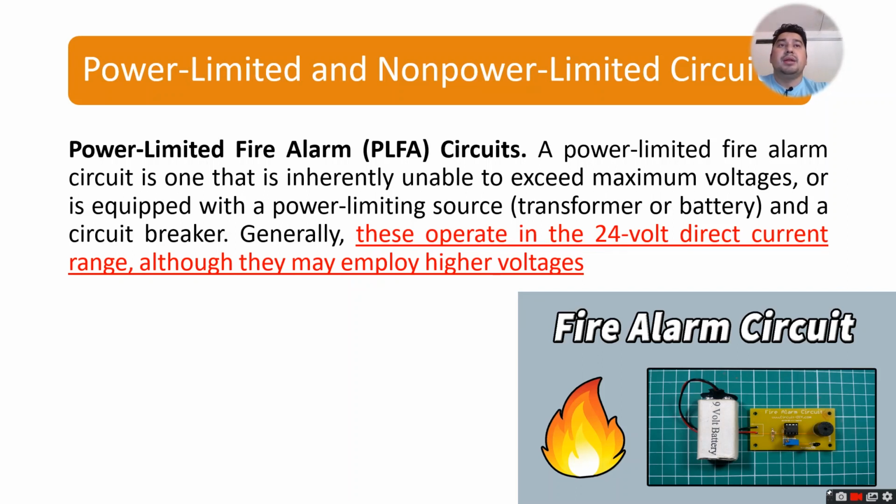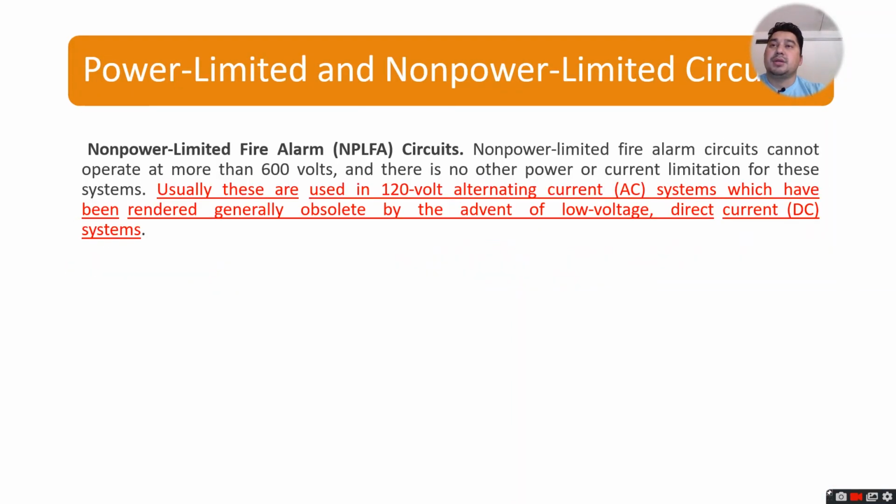Power limited and non-power limited circuits. Power limited fire alarm control panel circuits. A power limited fire alarm control panel circuit is one that is inherently unable to exceed maximum voltage or is equipped with a power limiting source, transformer, or battery, and the circuit breaker. Generally, these operate in the 24-volt direct current range, although they may employ higher voltage. So, this is the power limited fire alarm circuit.